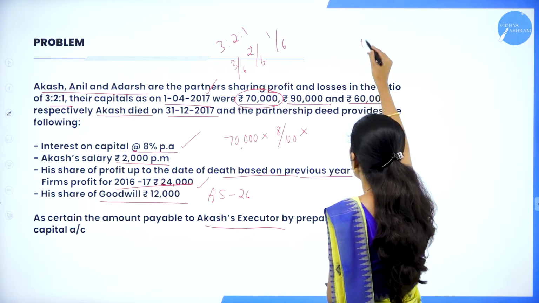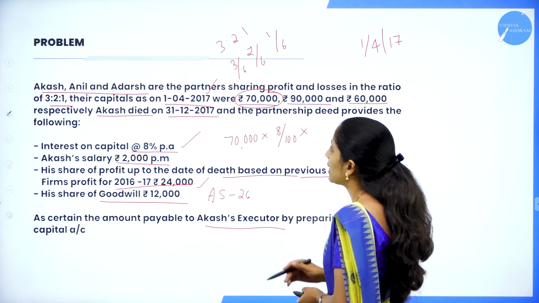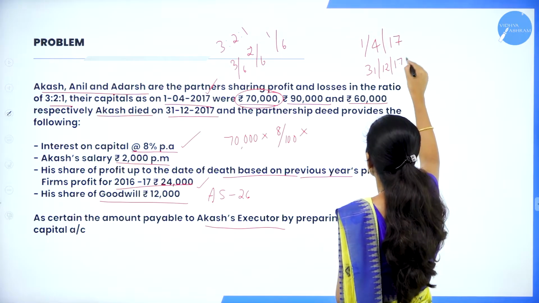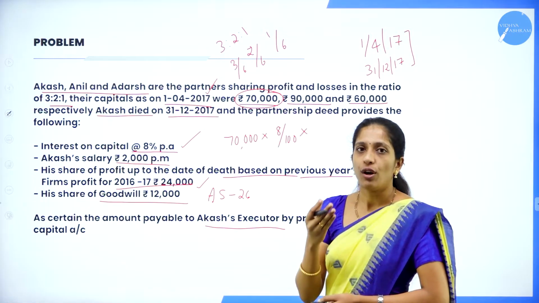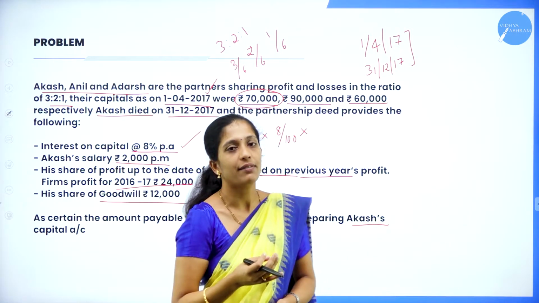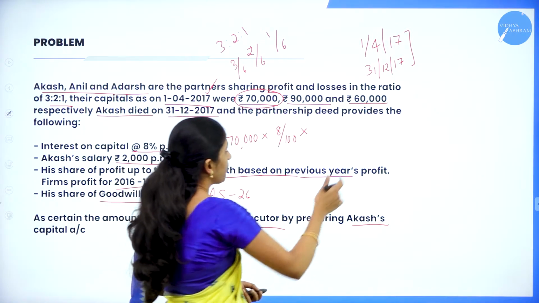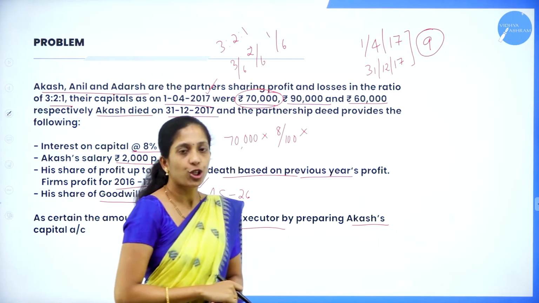Our financial year starts from 1/4/2017. But on which date did he die? That is on 31/12/2017. So, we have to calculate from here. We have to take April also: 4, 5, 6, 7, 8, 9, 10, 11 and 12. So, how many months? He was there only for 9 months in that partnership firm.